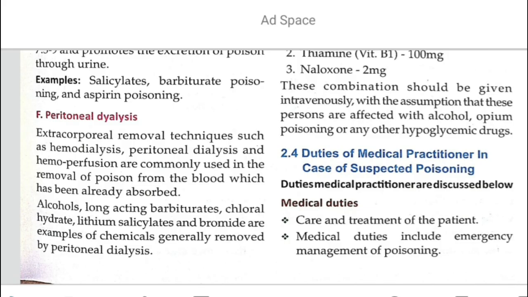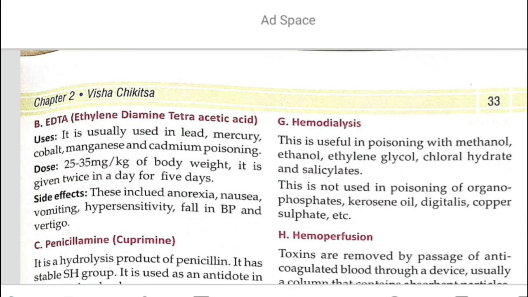Peritoneal dialysis. Extracorporeal removal techniques such as hemodialysis, peritoneal dialysis, and hemoperfusion are commonly used in the removal of poison from the blood which has already been absorbed. Alcohol, long acting barbiturates, chloral hydrate, lithium salicylate, and bromide are examples of chemicals generally removed by peritoneal dialysis.